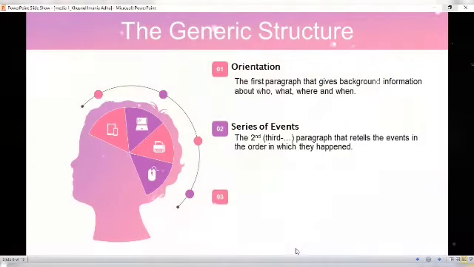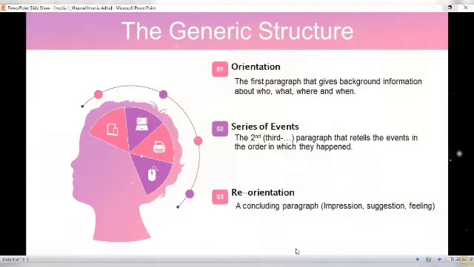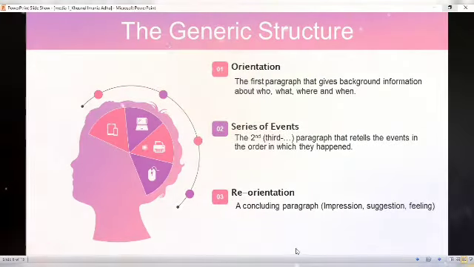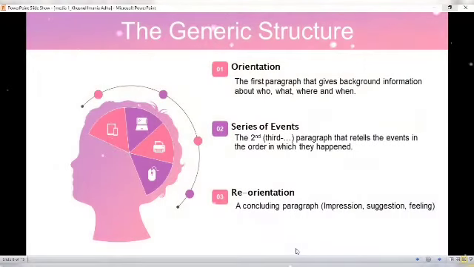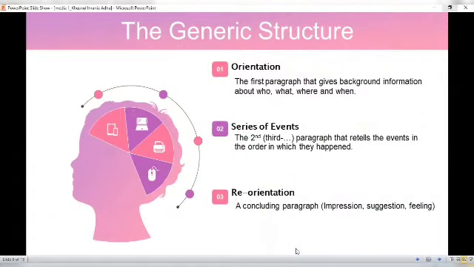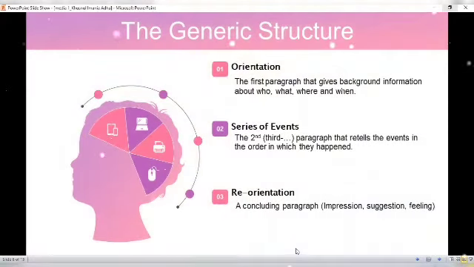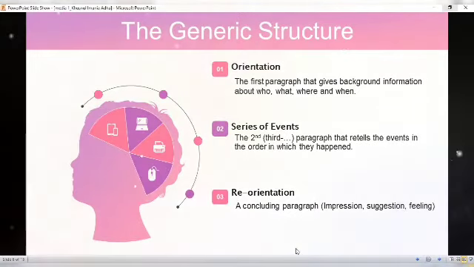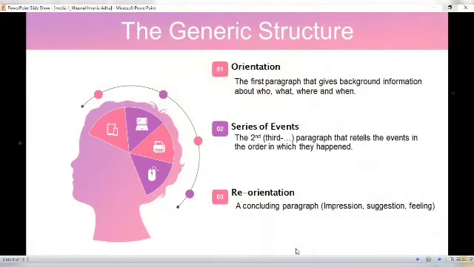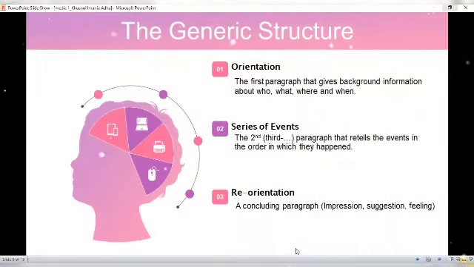And the last generic structure is reorientation. In the reorientation, you usually place in the last paragraph a concluding paragraph that consists of the impression, suggestion, or feeling of the writer.